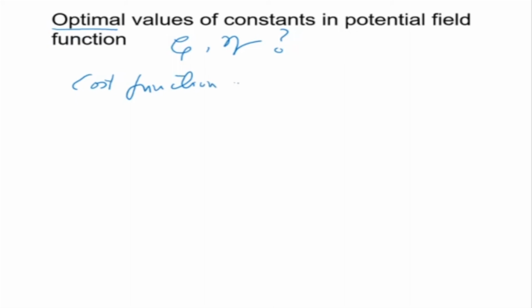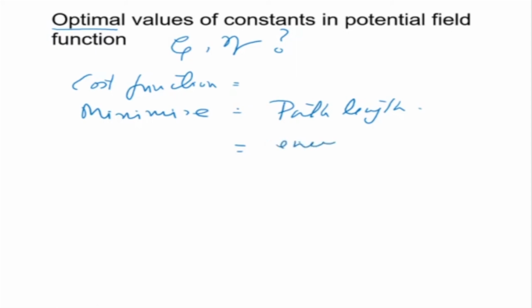Now, what is this cost function, or what are we trying to minimize? We could minimize, for example, the path length, since we want the robot to reach in the fastest way. We can say minimum energy, we can minimize the energy of the system, or we can minimize distance from the obstacle. These all could be cost functions that we try to minimize when using the potential field method.